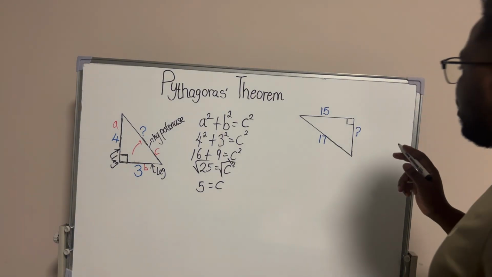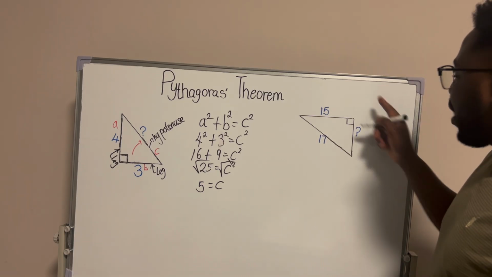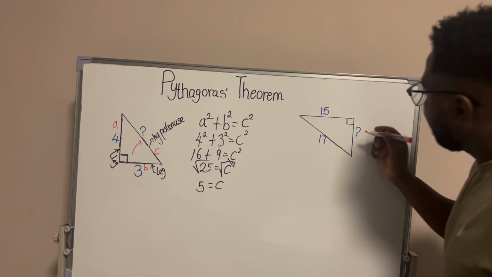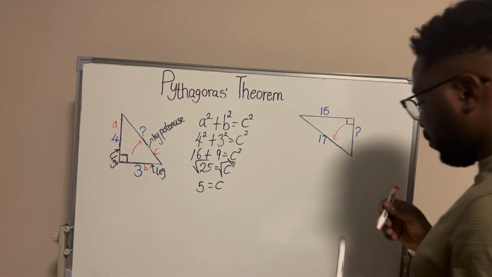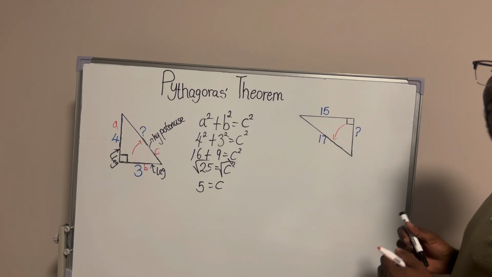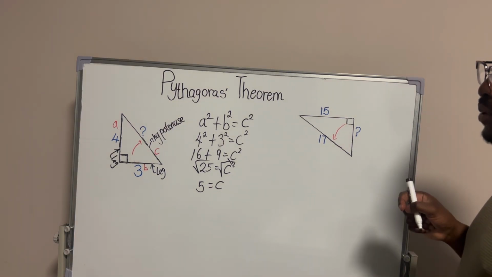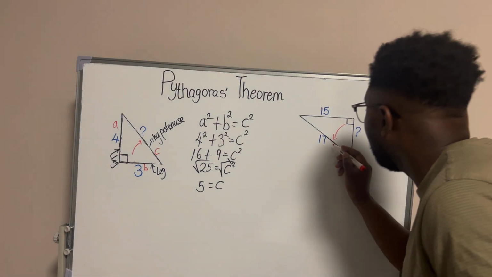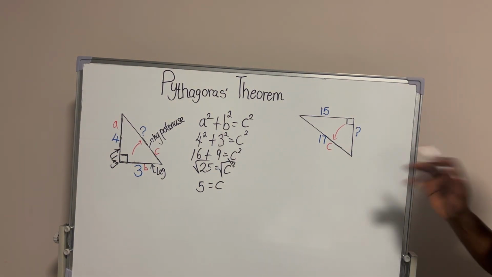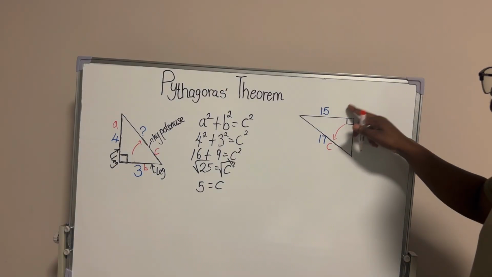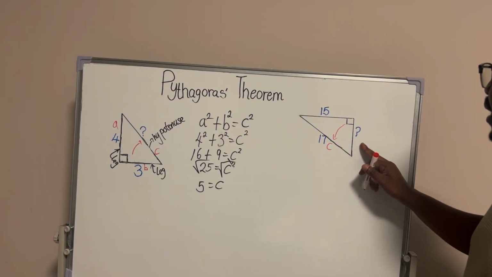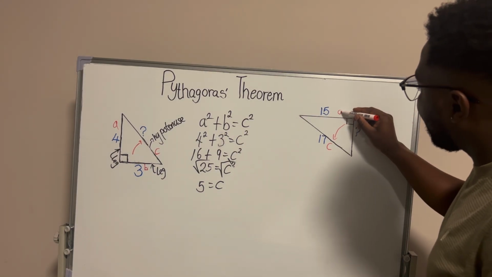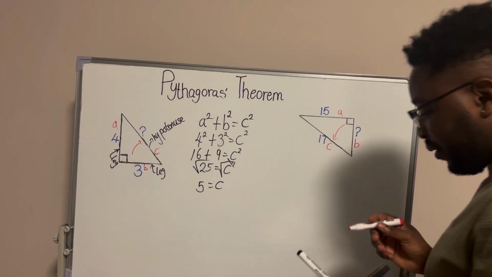Now looking at this right triangle over here, remember we did say that the side opposite the right angle is the hypotenuse, right? And remember, when it comes to the hypotenuse, we don't have to change it. So let's denote it as C. This side and this side, it doesn't really matter which side you choose to be A or B. So for me, I'll take this as my A, and then I'll label our missing side over here as my B.